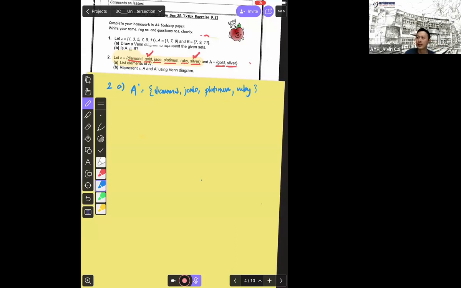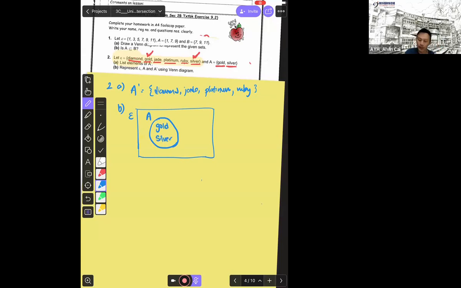Now for part B, we are supposed to represent this in the Venn diagram. All we need to do is, in this particular diagram, there's only one circle. We do not draw a second circle here. The common mistake is people will draw another circle. So set A is this. Inside A, there's a gold and there's a silver.